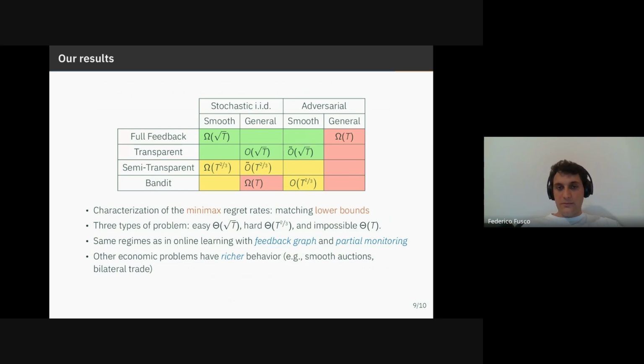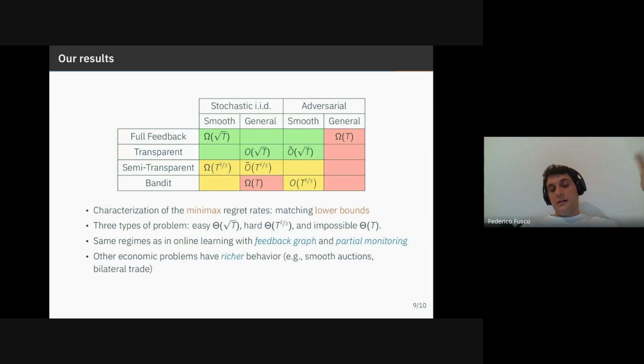Okay, what we see from this picture is that there are, let's say, three types of problems that arise from these combinations. In particular, we have the green entries, the easy problems, where it is possible to achieve a regret that scales as square root T. Then there are the hard problems, the orange ones, where I have a worse but still sublinear regret rate. And then there are the impossible problems, the red ones, where no learning is possible.